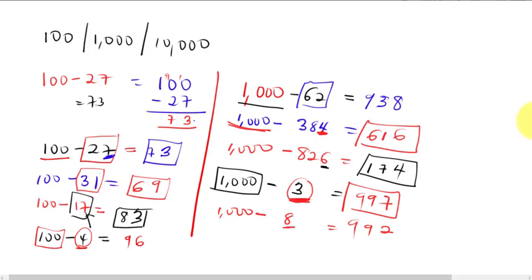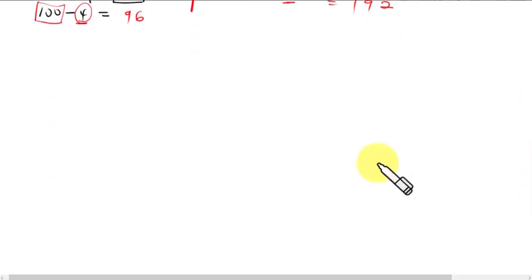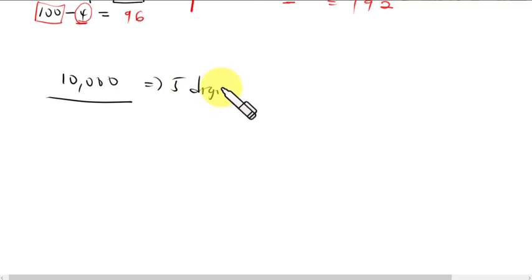Now, what if it is 10,000? The same approach is used here. So let's look at 10,000 here. How many digits do we have here? 10,000 has 5 digits. So that is to say that our answer should have 4 digits. So let's take, say, 10,000 minus 281.